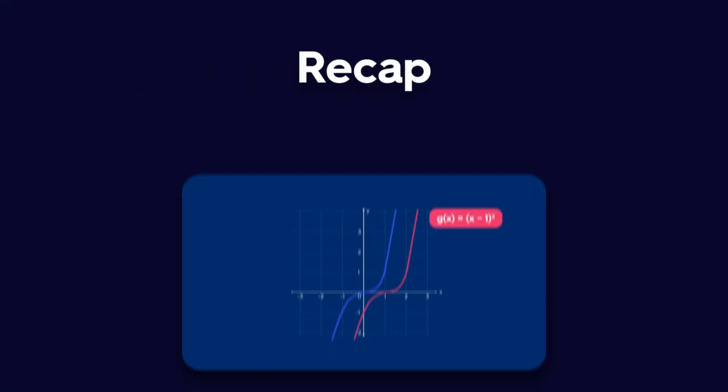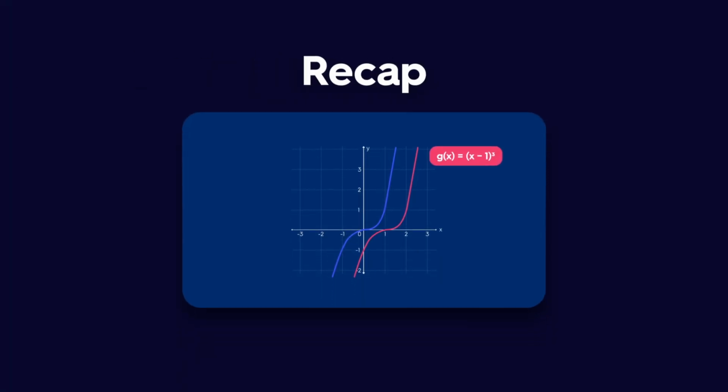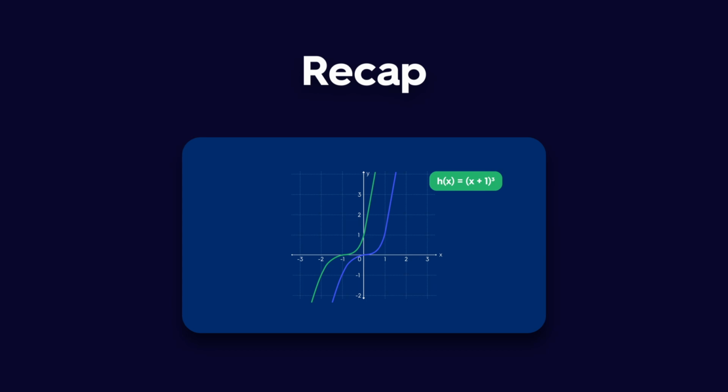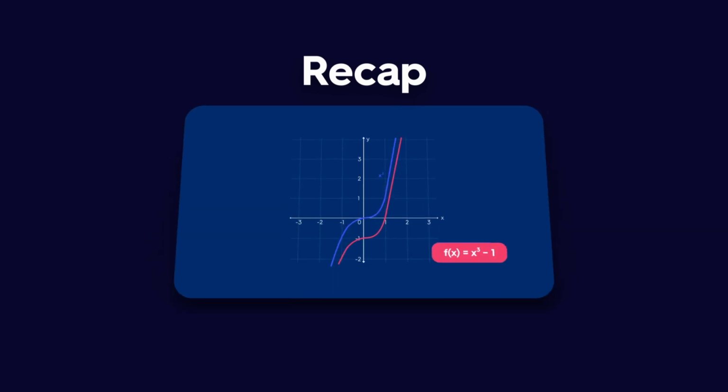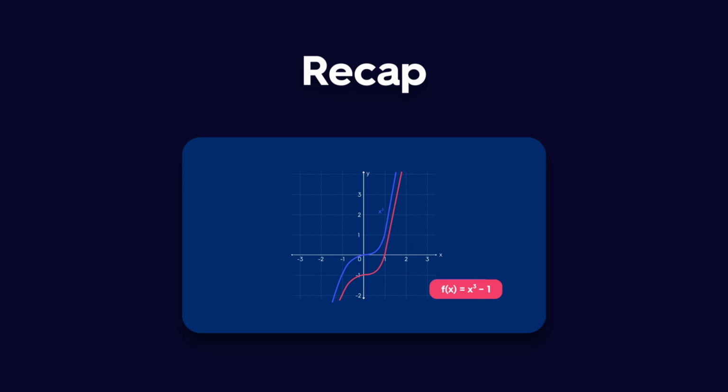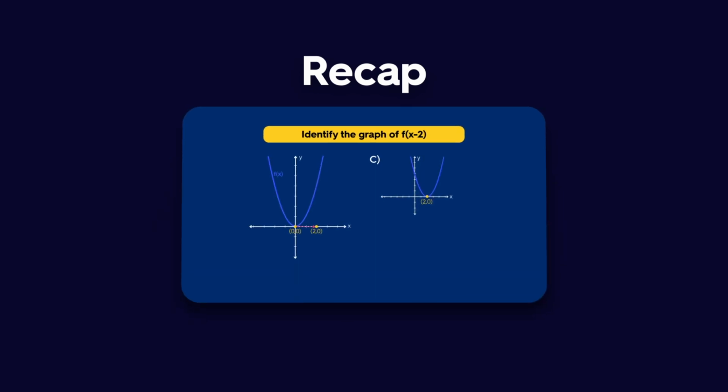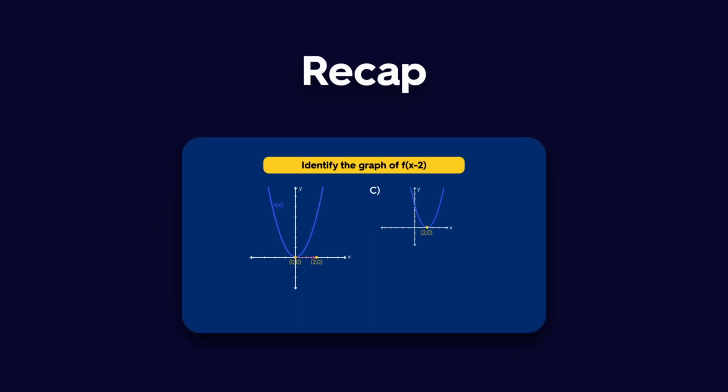Remember, changes inside the function shift the graph left or right, and changes outside shift it up or down. Horizontal shifts can feel backward, but vertical shifts feel natural. Use a point to check your answer.